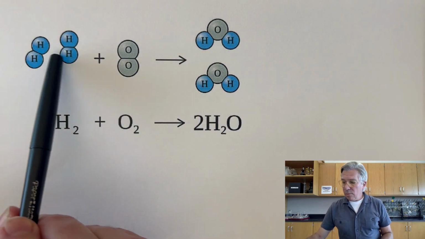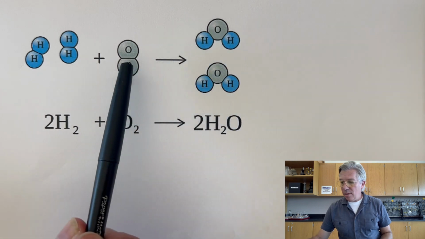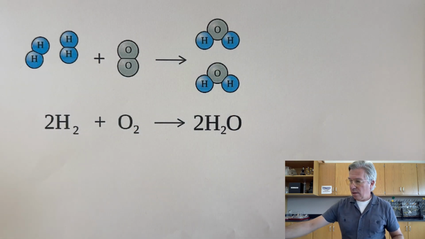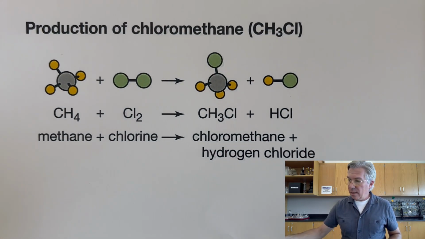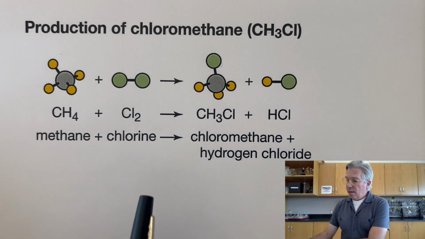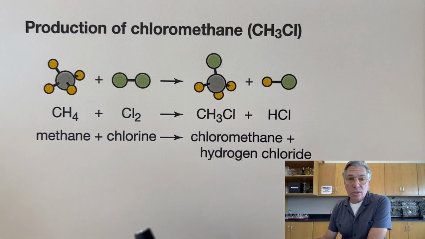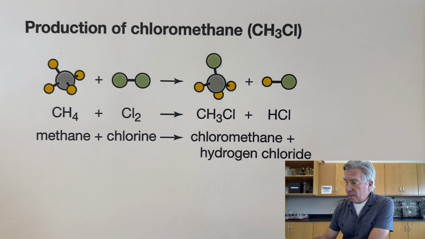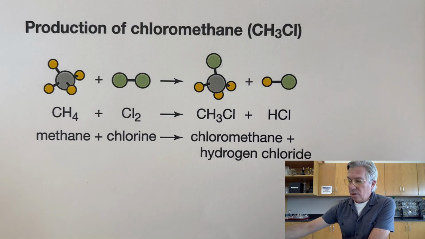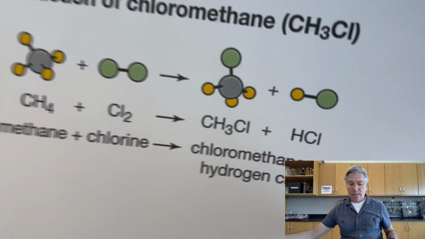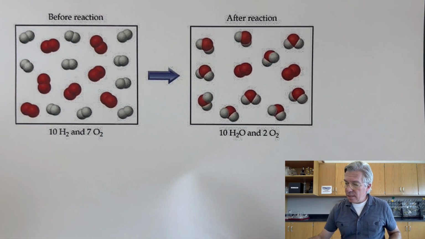Note that the number of hydrogens, the blue ones, is equal, and the number of oxygens is also equal on both sides. Okay, we can also represent a chemical reaction with a chemical formula, a particle model, and maybe just the names of the chemicals. Methane plus chlorine makes chloromethane and hydrogen chloride is another way to represent that. All right, now take a look at this one.